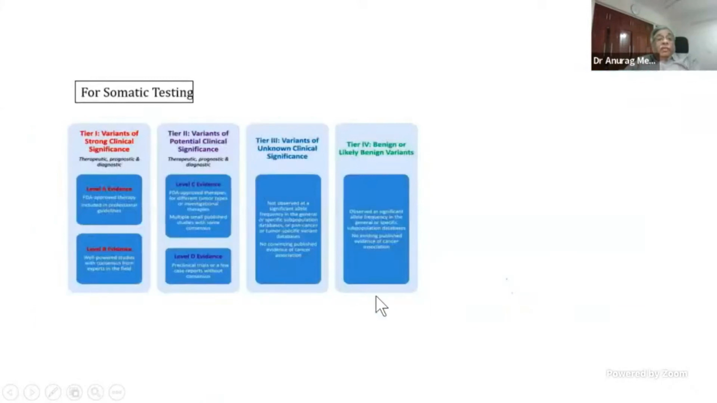And for somatic testing, the reporting is done as tier 1, which is of strong clinical significance. That means you can use it for therapeutic intervention. Likewise, you can also use tier 2 for therapeutic intervention, which is of potential clinical significance, but the variants of unknown clinical significance and benign or likely benign variants are not used as predictive markers.